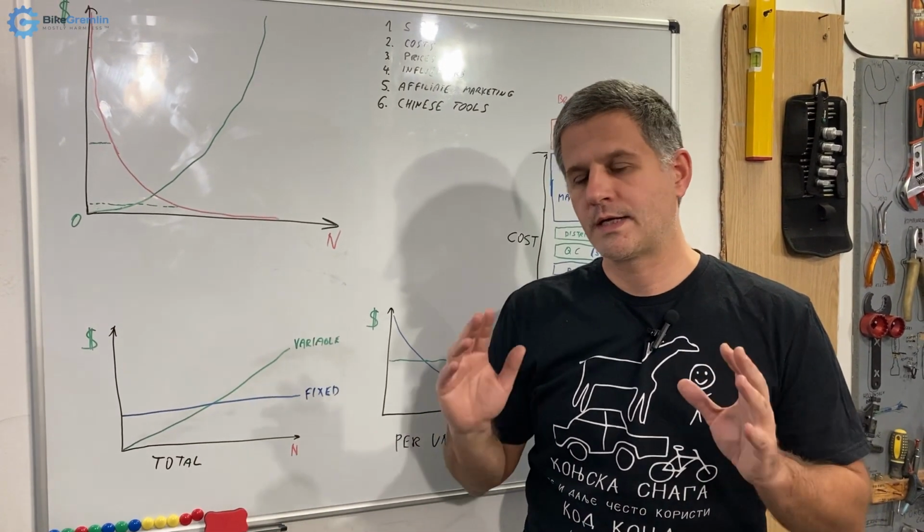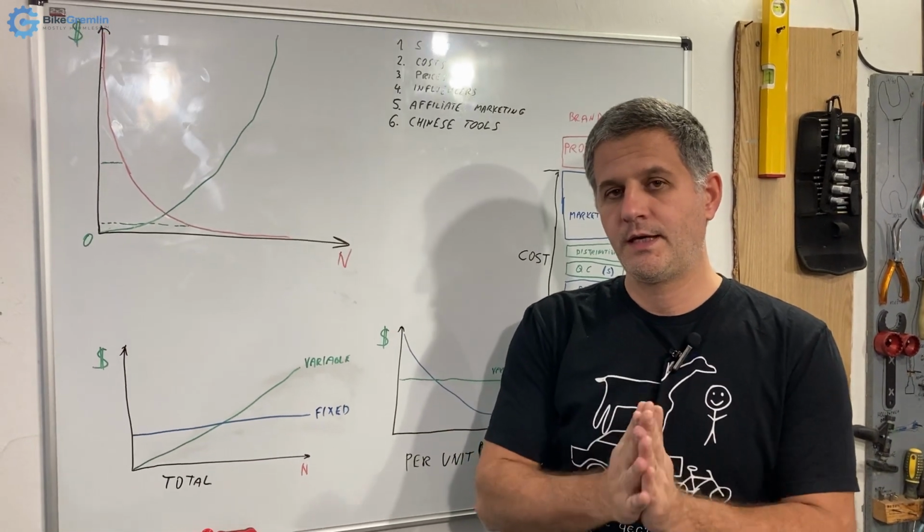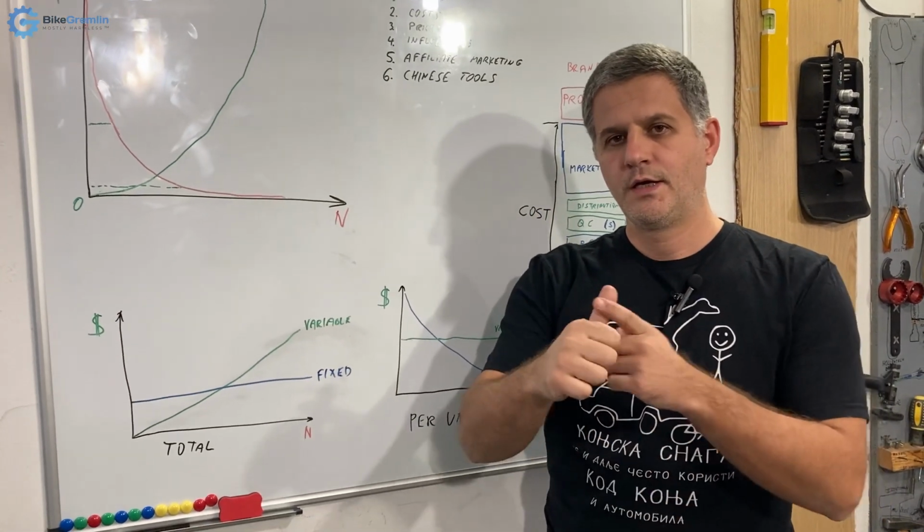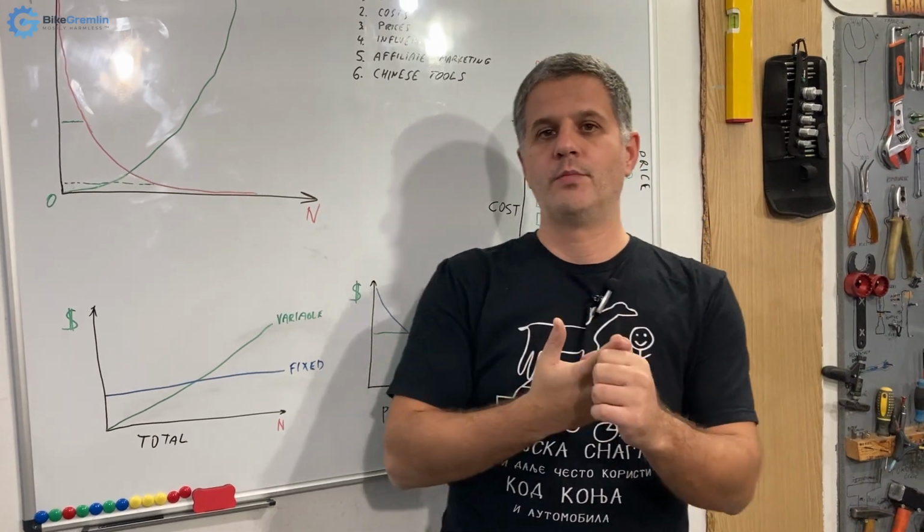And so when we discuss costs, they affect the price, and they can be divided into two basic groups. One is fixed and the other is variable costs.